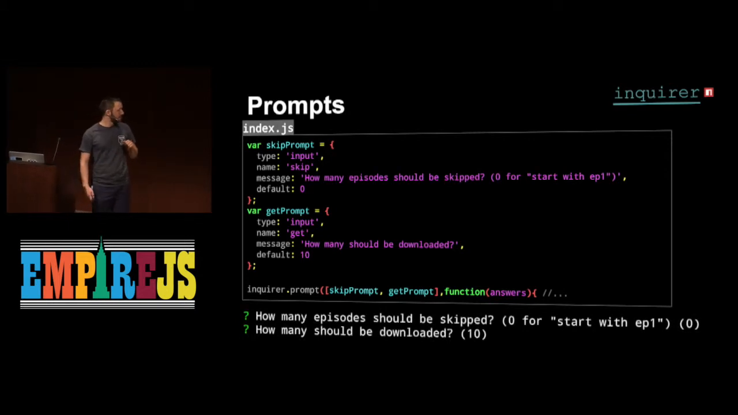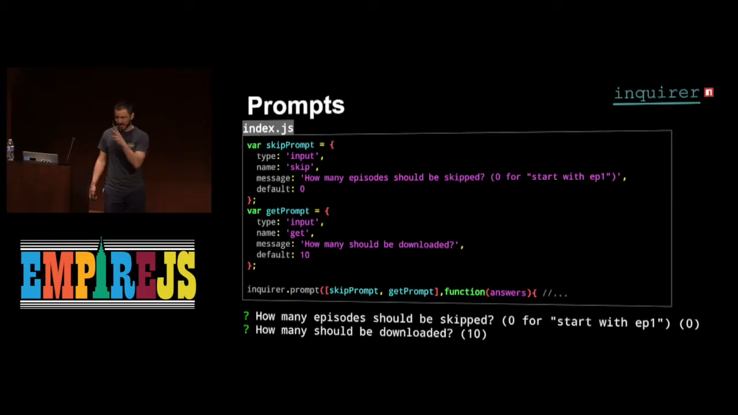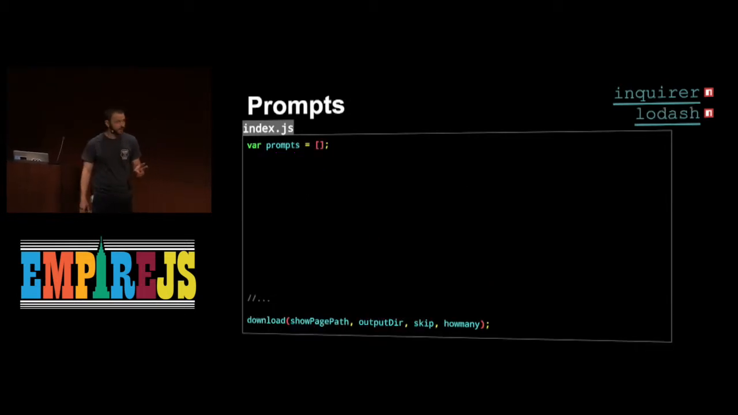Now when we run our program, it gives us these nice little prompts with the little green question mark, and it has the default values in there. So this seems like it would work, but we have sort of a complication because we only want to display the prompts if it's not specified. If they pass skip as a switch, we don't want to also prompt them for skip. And so that's pretty easy to remedy.